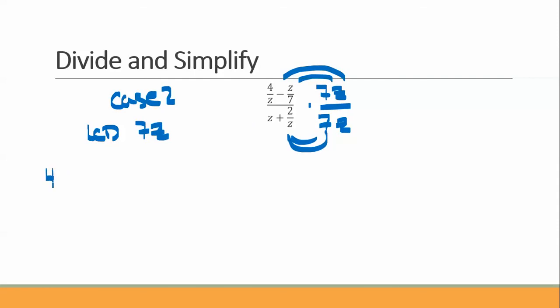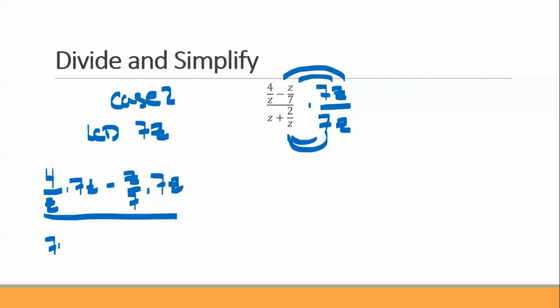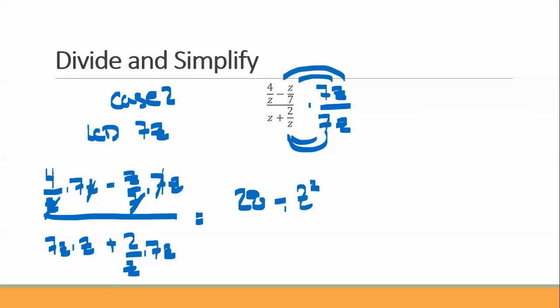So 4 over z times 7z minus z over 7 times 7z, all over 7z times z plus 2 over z times 7z. 4 over z times 7z, the z's divide out and you're left with 28, minus z over 7 times 7z, the 7's divide out, and we're left with z squared, 7z squared in the denominator, plus, here our z's divide out, plus 14.